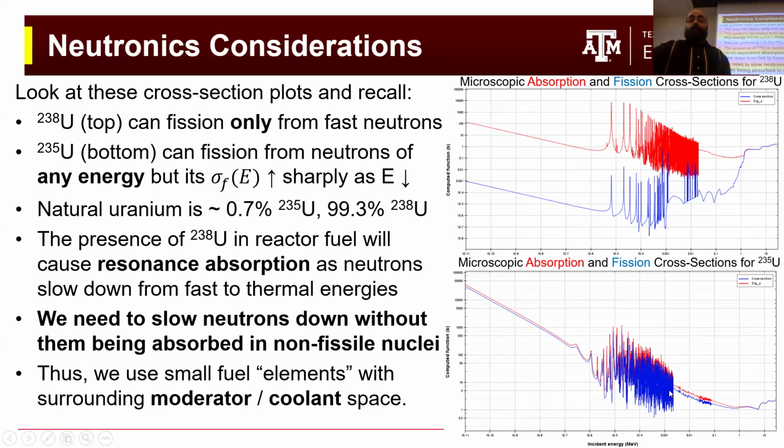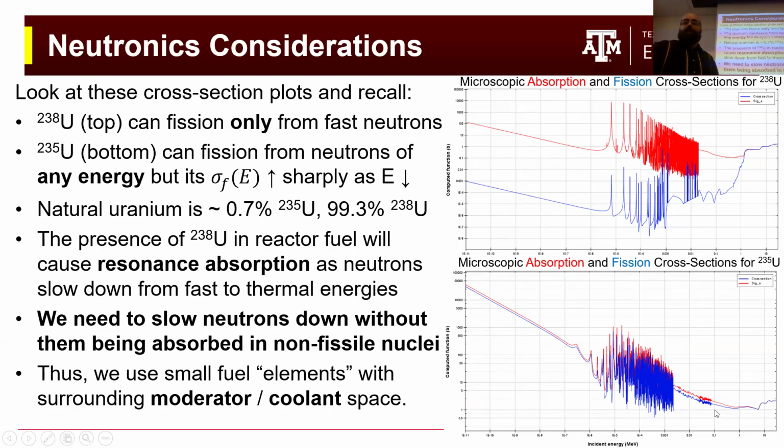And then the bottom plot is uranium-235. Notice that 235 fissions at basically any energy. At any neutron energy, the cross section for fission is very comparable to the cross section for absorption. If you take the ratio of fission to absorption cross sections, that gives you the probability that an absorption is a fission, and that probability would be pretty high for 235 at basically any neutron energy.